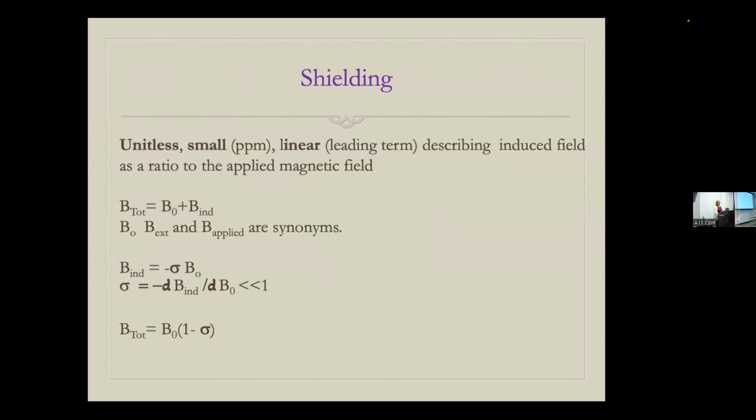So the shielding, which has the symbol sigma, is unitless. It's unitless, right? Because it's generating a field. It's just a proportionality constant between the applied field and the induced field. So it's got to be unitless. It is small. It's assumed to be the linear leading term describing the ratio. So a formal definition of it, which could be useful if you were going to get it out of quantum mechanical calculations, is it is the first derivative of the induced field with respect to the applied field. And it's much less than 1. Okay, so the frequency can be written in terms of sigma and the field.